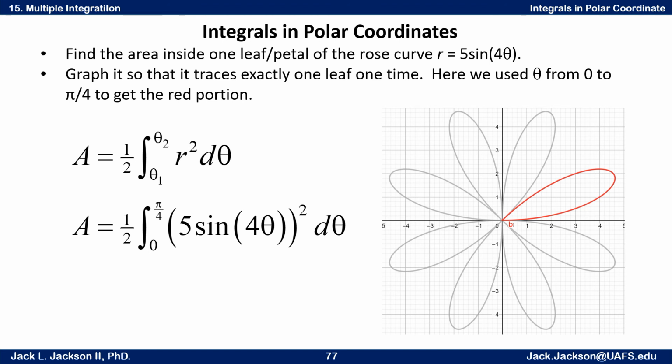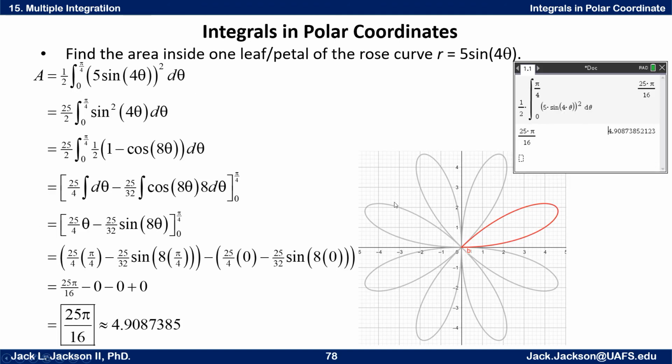Okay, well, you're back. Hopefully you were able to do this. So here's our integral we're trying to do. Squaring this, squaring 5 is 25. I can pull that out front. So I got 25 times 1/2 is 25 halves. And we got sine squared of 4 theta. When we've got sine squared of something, we want to replace that with the identity 1/2, 1 minus cosine of twice the angle, twice 4 theta is 8 theta.